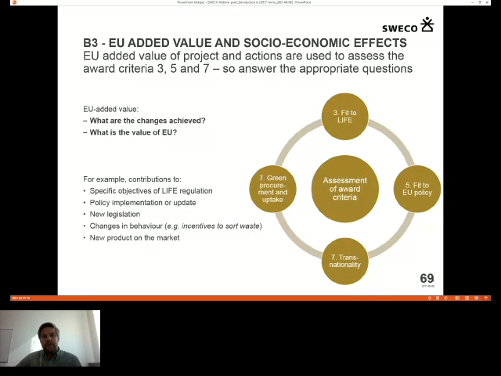The LIFE regulation is the EU document that guides the LIFE program. This differs at least partly from the thematic priorities of the LIFE program. This is a bit complex. But under B3, you should not explain why your project fits into the LIFE program, but rather why it fits into the LIFE regulation.